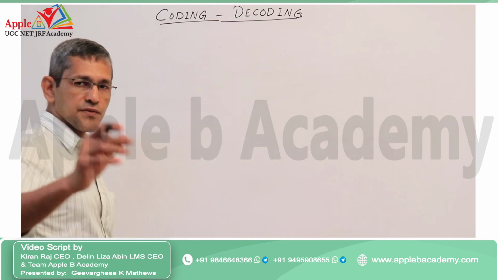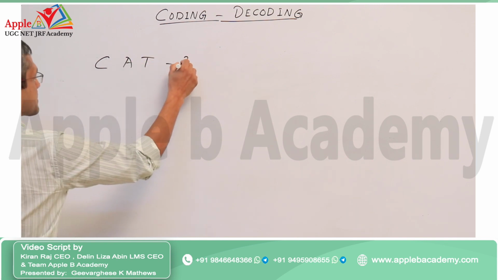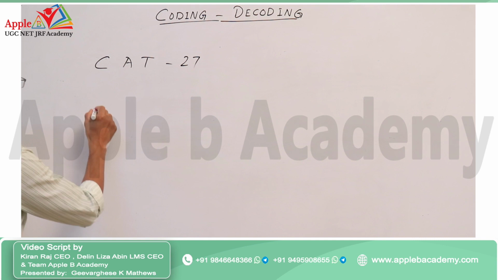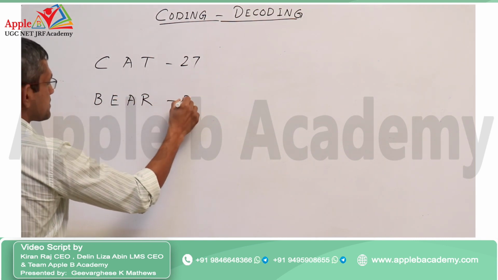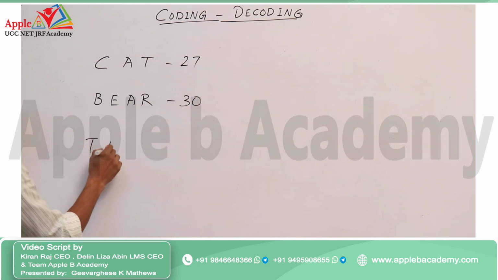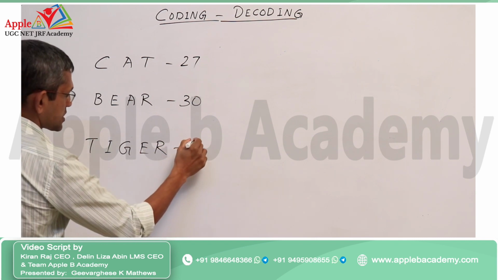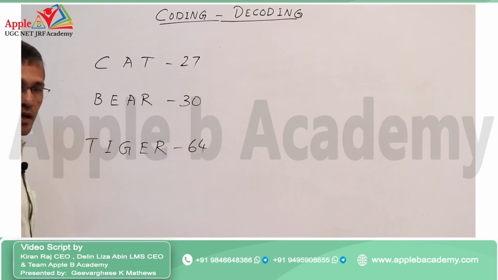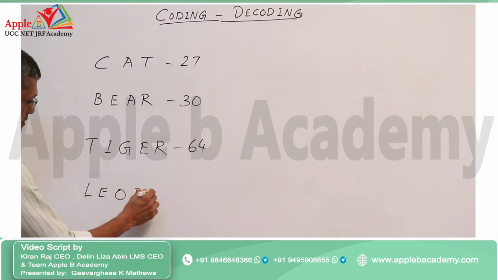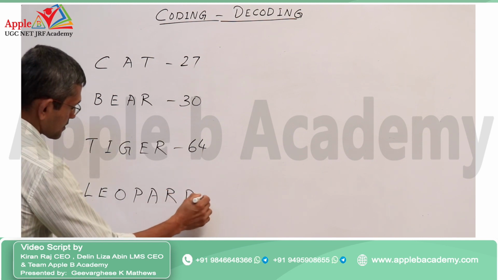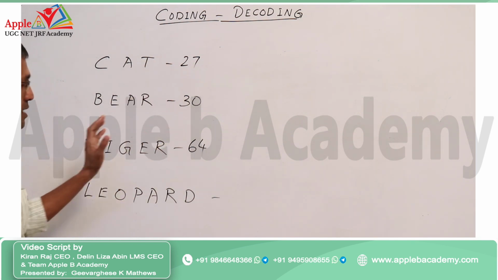Right. So another variety of question we have here in coding decoding. Cat is 27. And bear, bear is 30. How about tiger? Well, tiger is given as well. We go for the next animal. So tiger is 64. Then how about leopard? So in this case, cat is 27, bear is 30, tiger is 64.